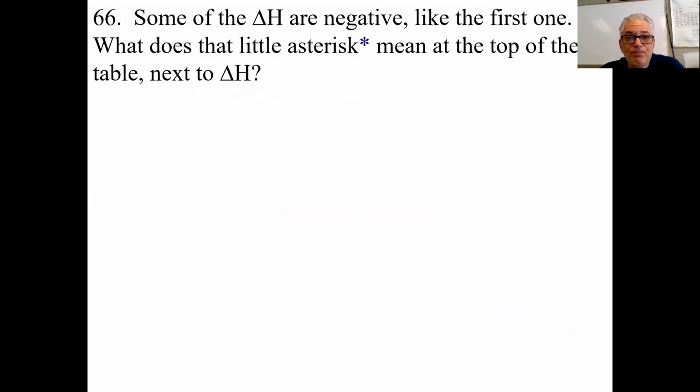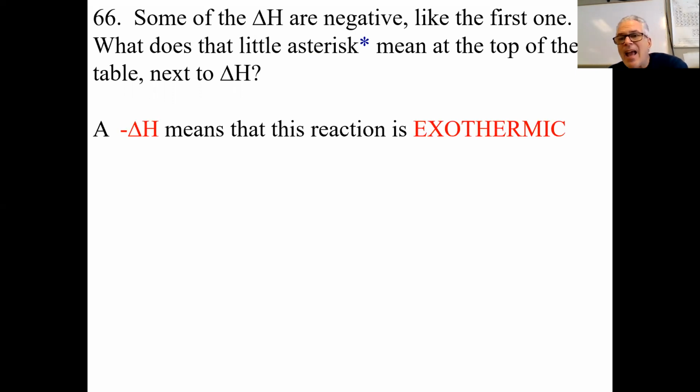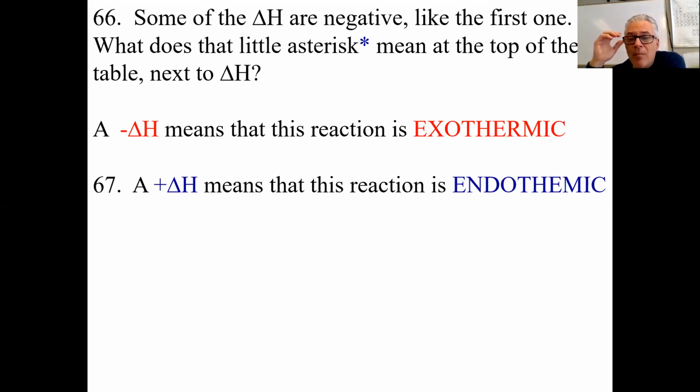Now, some of the delta H are negative, like the very first one on table I. What does the little asterisk mean at the top of the table? See this little asterisk right over here? You have to go all the way down here to see what it means. Right down here, it says a minus sign indicates exothermic. That means if the delta H is a negative number, heat was given off. That also means that if the delta H is a positive number, energy would be absorbed.